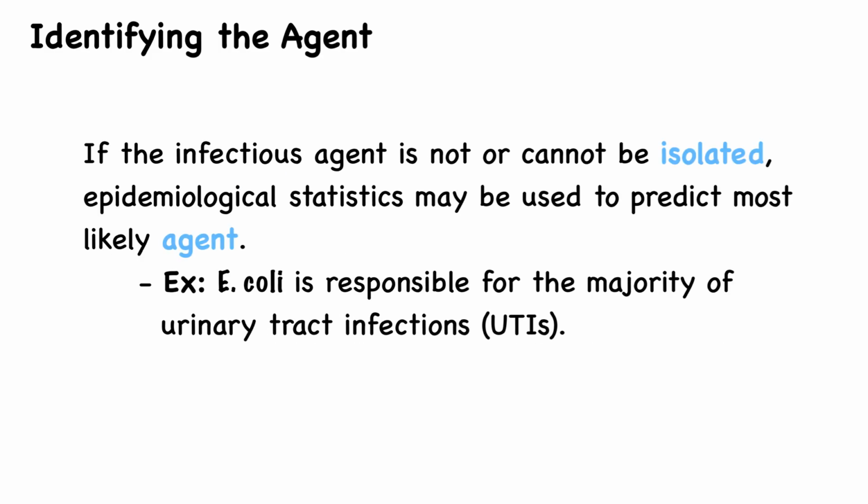Sometimes the infectious agent cannot be isolated at all, either because the organism is difficult to grow in the laboratory or because the patient has already started antibiotics. In these situations, doctors may rely on epidemiological statistics, data about which pathogens most commonly cause certain infections in particular populations or locations. For example, Escherichia coli is responsible for the majority of urinary tract infections, so physicians often begin treatment targeting that organism while awaiting test results.